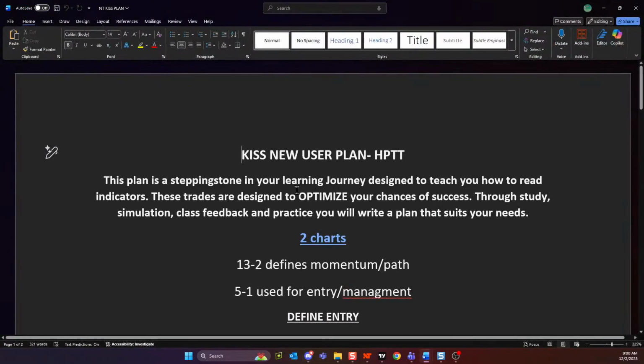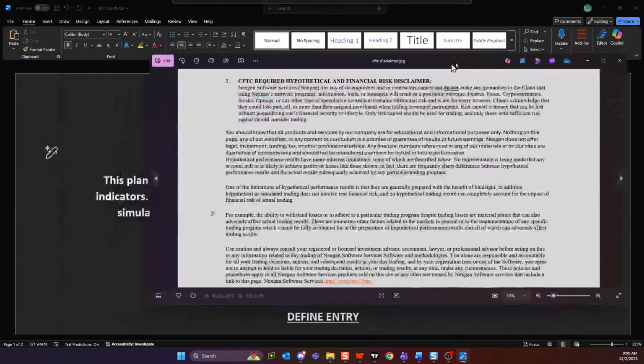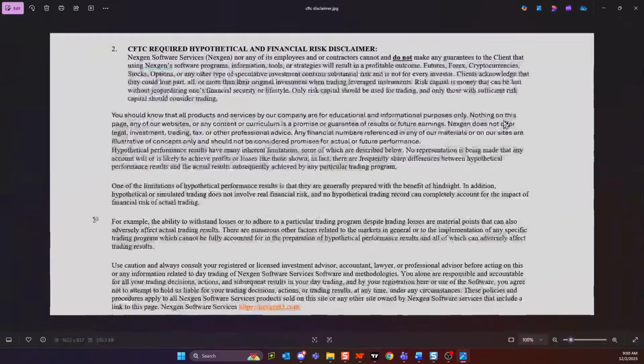is the KISS plan for NinjaTrader, guys. So there's going to be a lot of live trading for educational purposes. I guess I should get the lawyer thing up real quick. There is going to be simulated for educational purposes. We're just going to pull the trigger when the rules are met, guys.